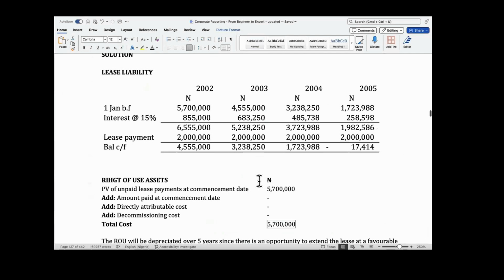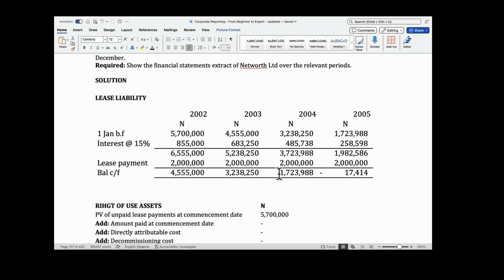Okay. And in year three, since we are going to settle whatever balance remains next year, the entire 1.7 will be under current because it's due next year, which is why this 1.7 in year three is coming under current.